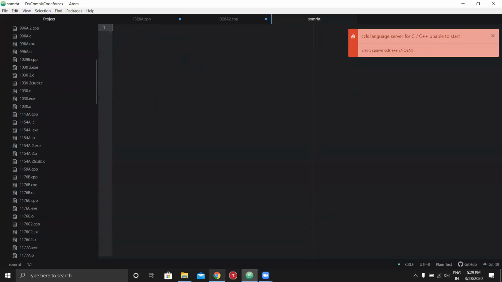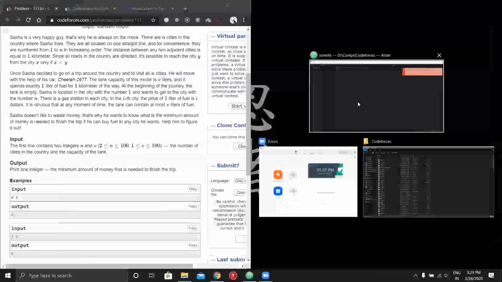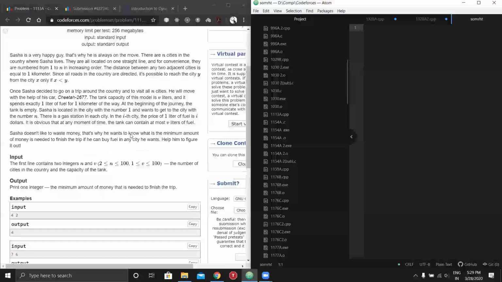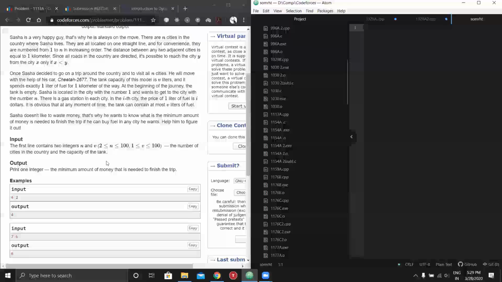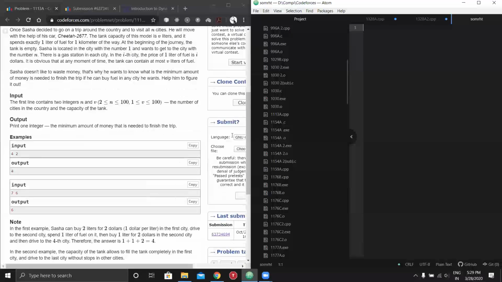Okay, in the first city, let's get to the question again. The main aim of this problem is to reduce the price. As you can see, you have to help him figure out the least amount of money he needs to finish the trip. So V is the capacity of the fuel tank in liters, N is the number of cities he needs to travel, and I is the price of the fuel in that specific city. Right now N is equal to 1, which means he's in the first city.